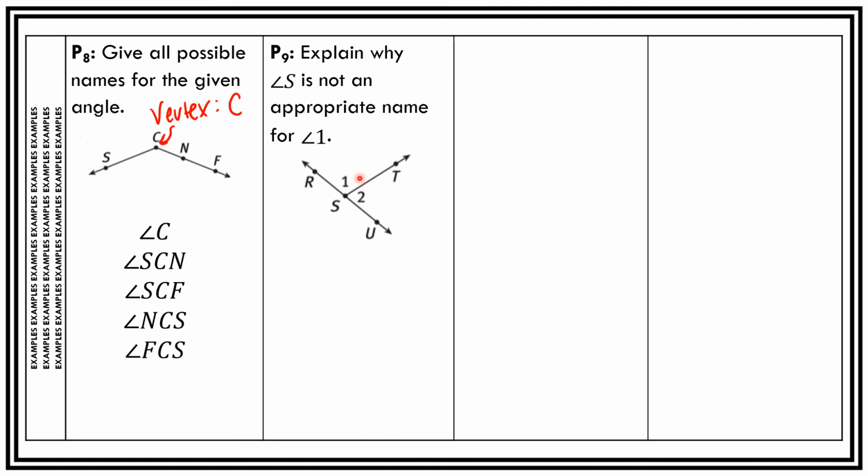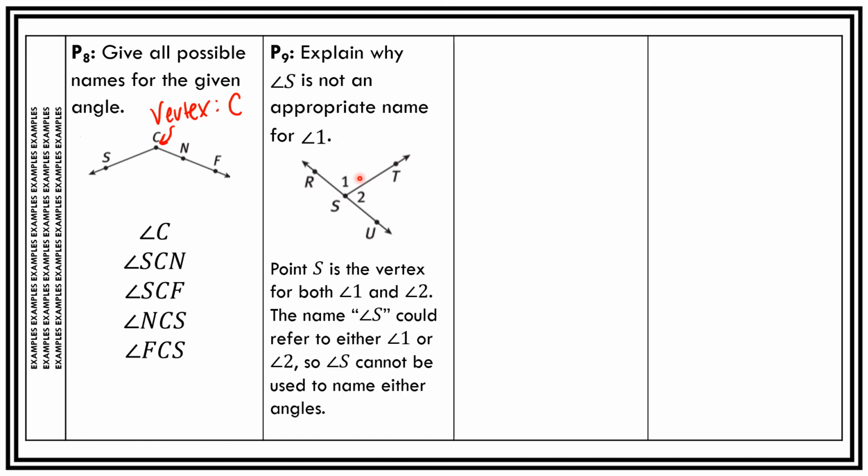So if I call angle 1 angle S, how do I know if I'm referring to angle 1 or angle 2? You don't. Point S is the vertex for both angle 1 and angle 2. The name angle S could refer to either angle 1 or angle 2. So because of that, we cannot use angle S to name either angle.